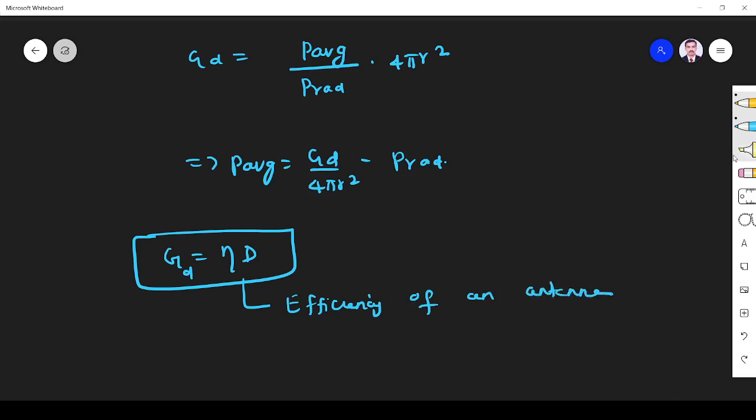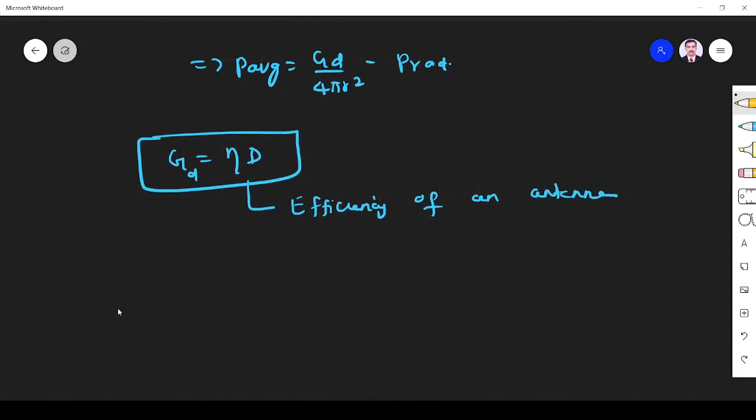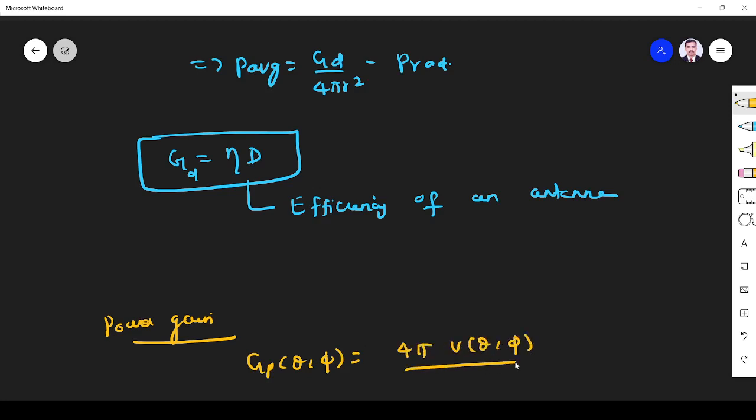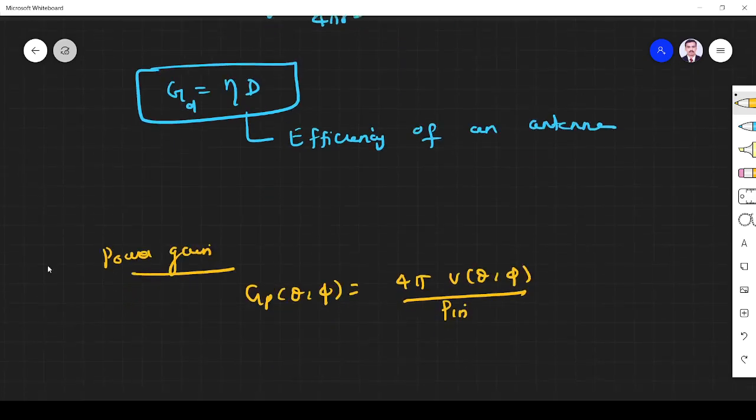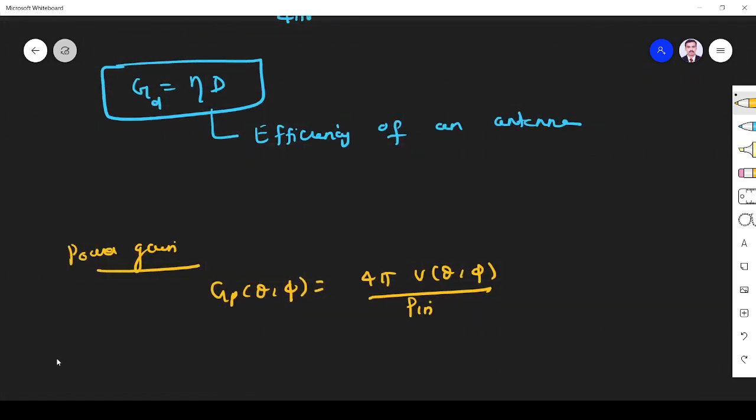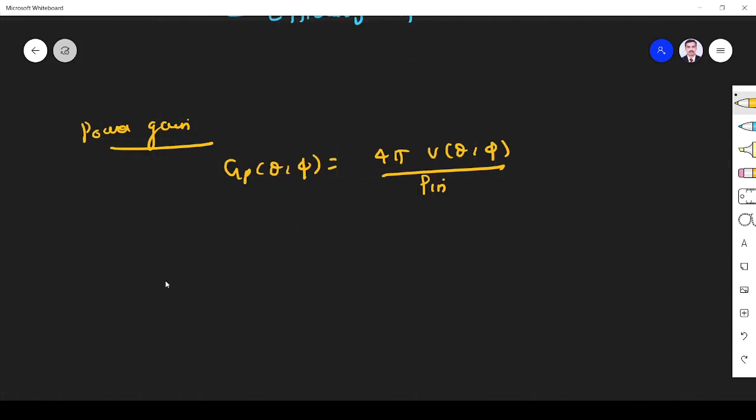Next one, power gain. The power gain of the antenna is given by GP theta phi, which is 4 pi U theta phi divided by the input power, where U theta phi is the radiation intensity. This one we must know.